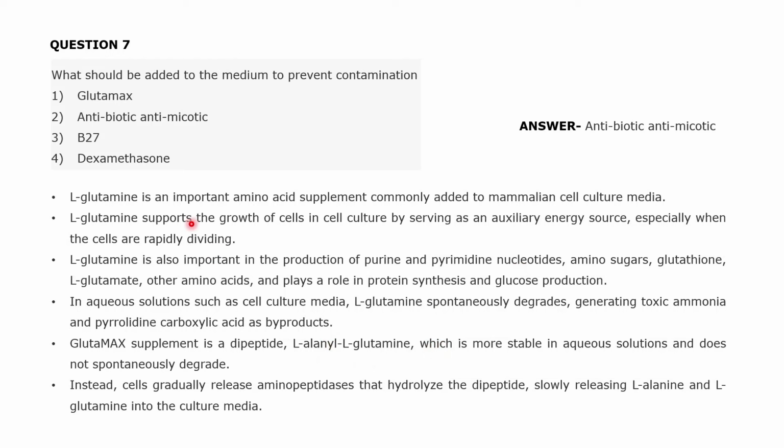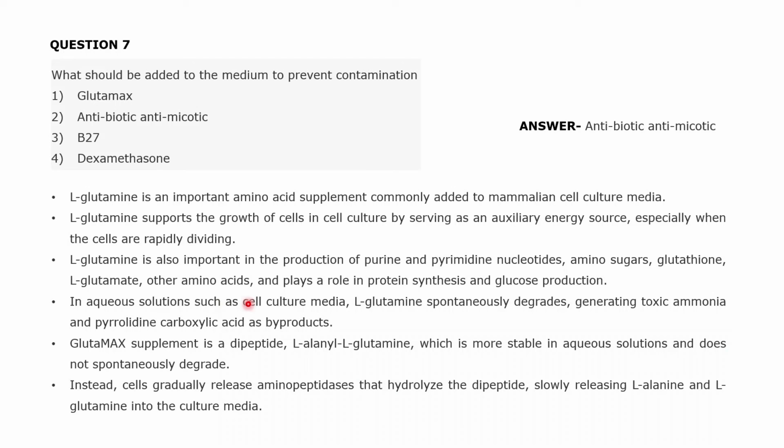So L-glutamine is an amino acid supplement, right? It is useful as an energy source because cells are rapidly dividing, and for protein synthesis and all. You need this L-glutamine. It is also used in the production of purine and pyrimidine nucleotides, glutathione, glutamate, and other amino acids, and is also involved in protein synthesis and in energy production like glucose production.